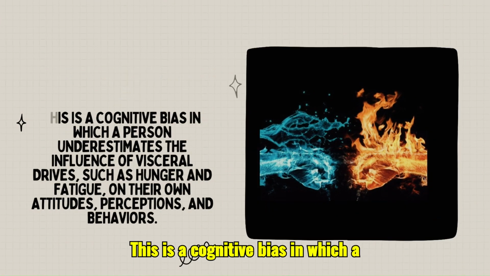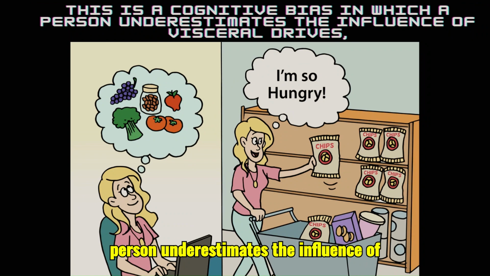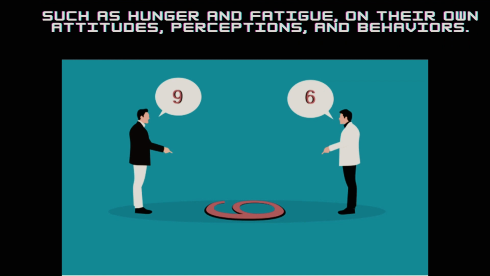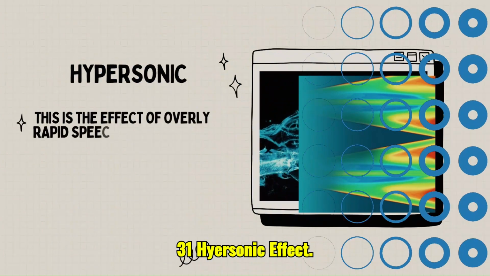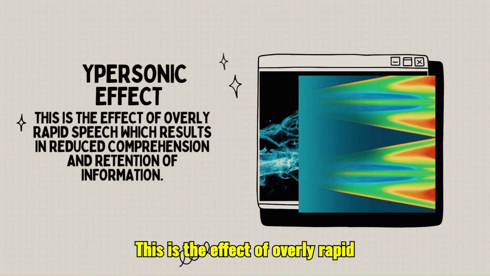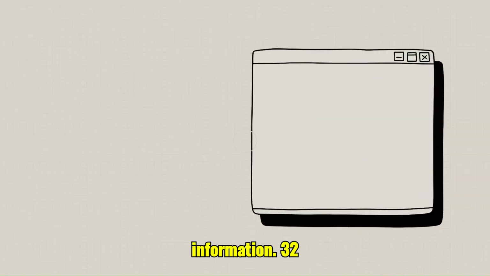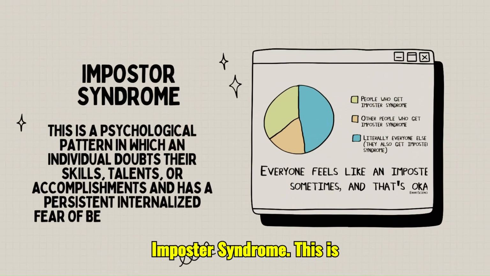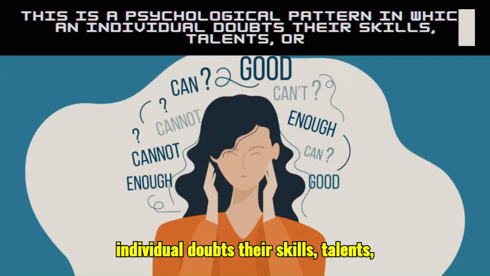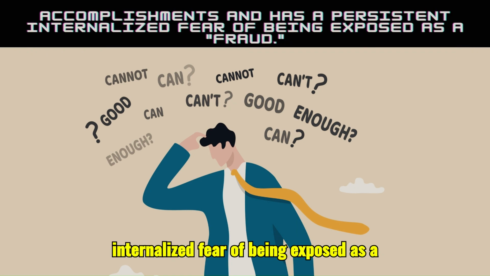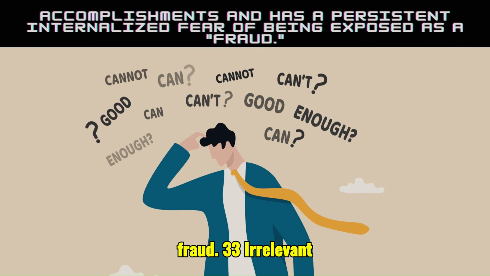This is a cognitive bias in which a person underestimates the influence of visceral drives, such as hunger and fatigue, on their own attitudes, perceptions, and behaviors. 31. Hypersonic effect. This is the effect of overly rapid speech which results in reduced comprehension and retention of information. 32. Imposter syndrome. This is a psychological pattern in which an individual doubts their skills, talents, or accomplishments, and has a persistent internalized fear of being exposed as a fraud.